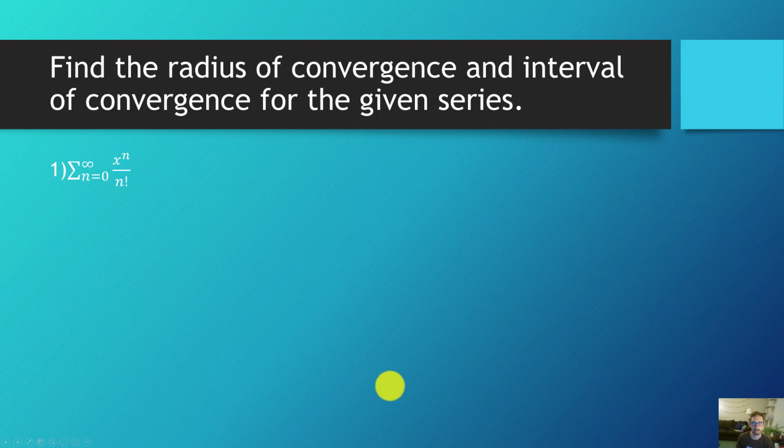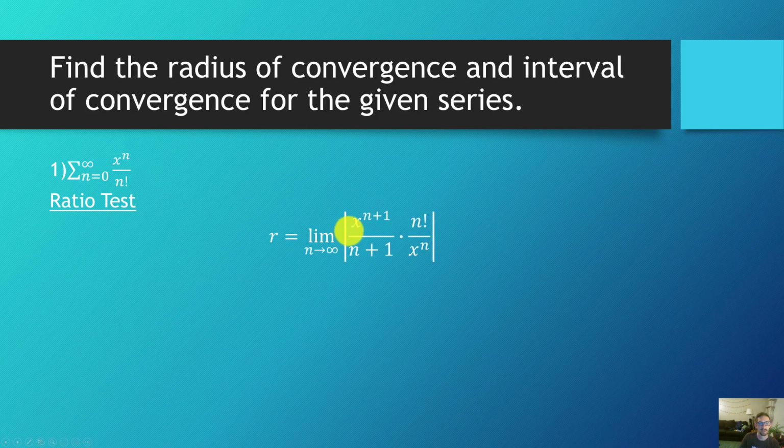So find the radius of convergence and interval of convergence for the given series. This is how this question will be stated. Here is our given series, which is the representation of e to the x. So let's run the ratio test. We're going to replace all the n's with n plus 1s, x to the n plus 1 over n plus 1, and then multiply by the reciprocal because it's almost always going to be a fraction. So when it is a fraction, instead of dividing and getting a big fraction, we're just going to take the shortcut and multiply by the reciprocal.